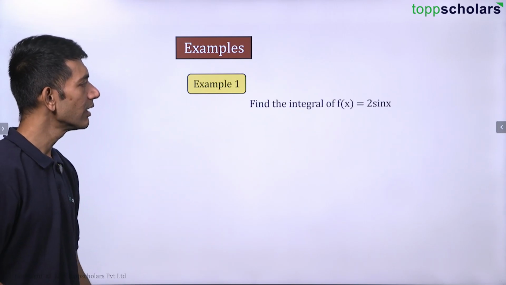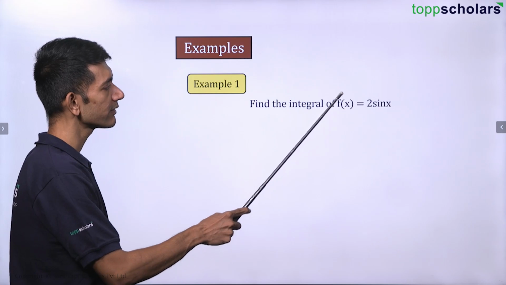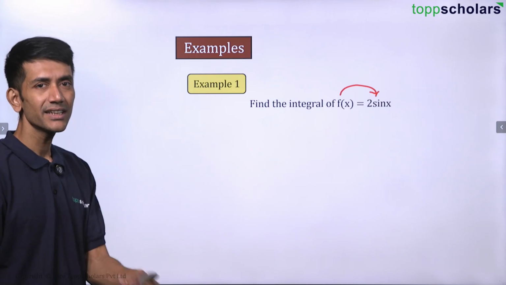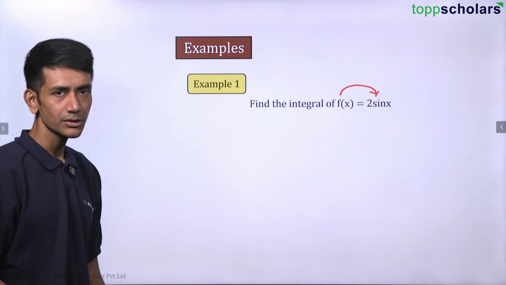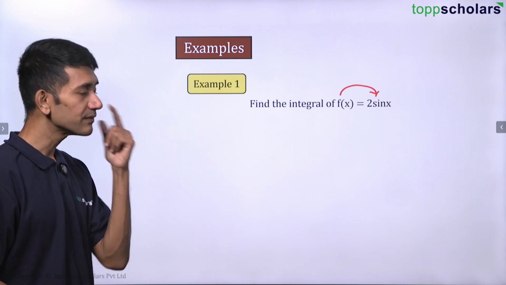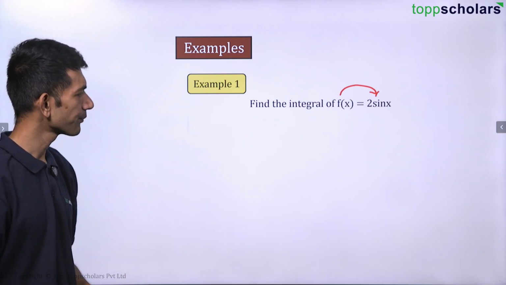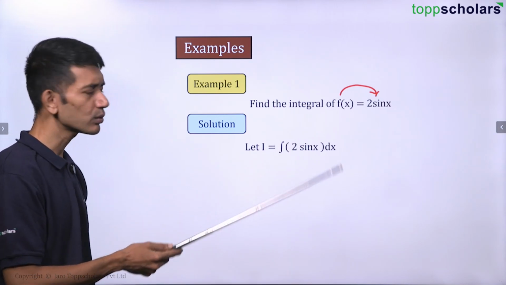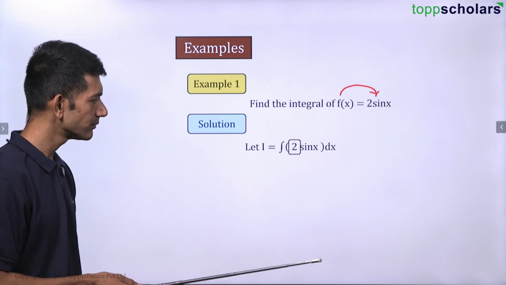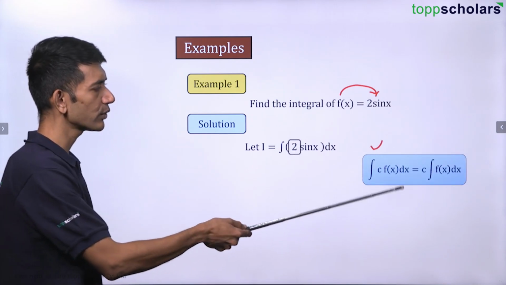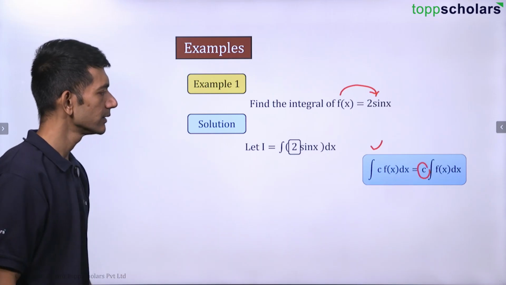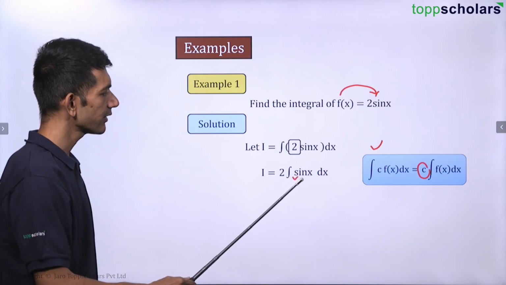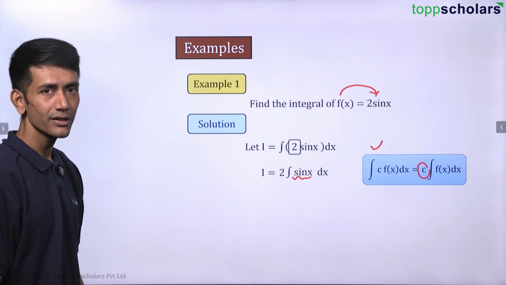So example number 1, find the integral of f of x is equal to 2 sin x, right? So this is like your c into some function. 2 is a constant. We know 2 we can keep outside, and then we just have to take the integral of sin x. So let I be integration of 2 sin x dx. So 2 will come outside, and we'll write down this 2 outside here, and then integration sin x dx. Now what is integration of sin x?